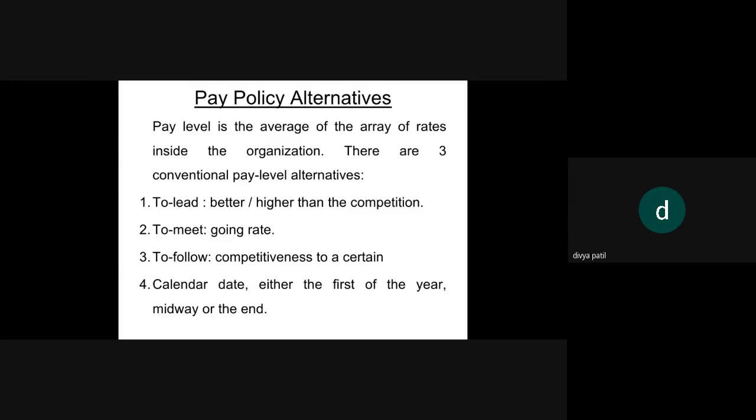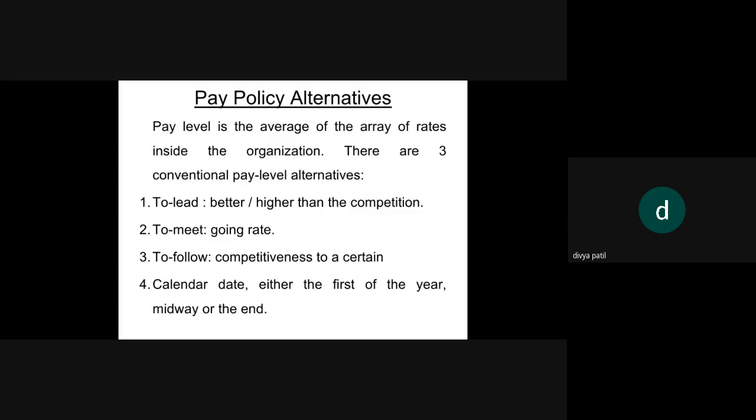Probably you have to pay better than the competitors, then only those type of skills can be brought into the organization in the form of employees. Second, to meet the going rate, how the industry is paying, just go with a certain survey and get the information on maybe some equal type of pay that every company is going to pay for certain jobs. So we say it is to meet the competition or going rate.